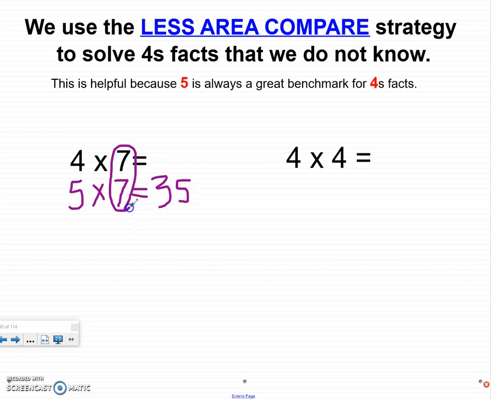Again, we notice the common factor is 7 between 4 times 7 and 5 times 7. They both have a factor of 7, so we'll circle that. And then we're going to think 4 times 7 is 4 groups of 7. 5 times 7 is 5 groups of 7. My new fact, 4 times 7, has less rows of 7 than my benchmark fact, 5 times 7. 4 rows of 7 is 1 less row than 5 times 7. So I need to subtract that extra row to go from my 5 by 7 benchmark to my 4 by 7 new fact. And again, we have to subtract with regrouping. And we can see that 35 minus 7 equals 28. So 4 times 7 equals 28.